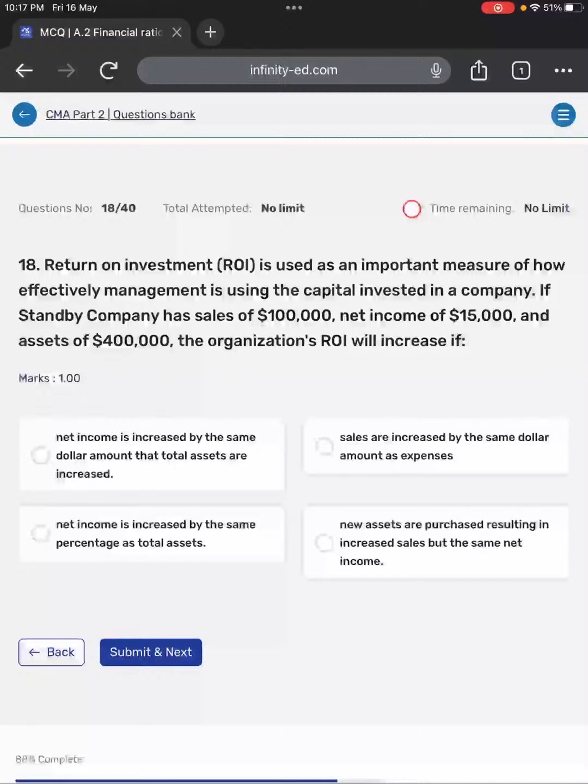Net working capital will not be affected because purchase on credit input.